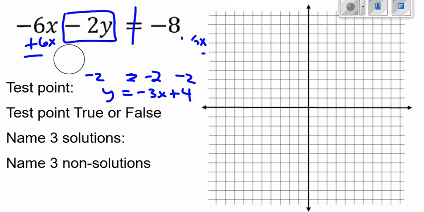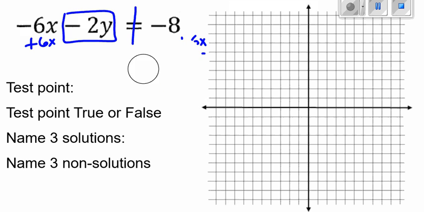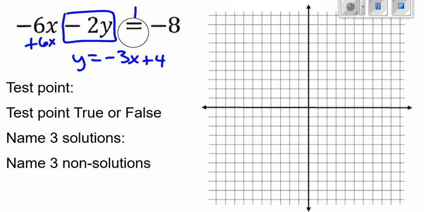So I'm going to erase this right here just so I have some room. Y equals negative 3x plus 4. All right, so I'm going to go ahead and make this an inequality because I think we're past graphing equations. So instead of the equal sign, I'm going to make that a less than sign. So go ahead and erase your equal sign and put a less than sign there.